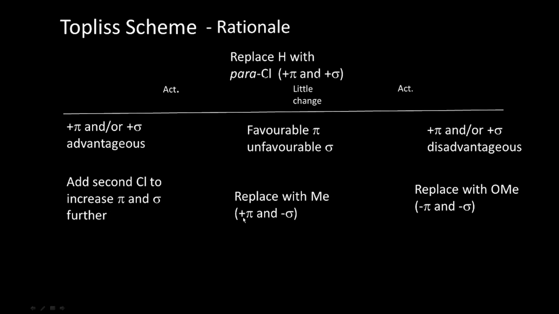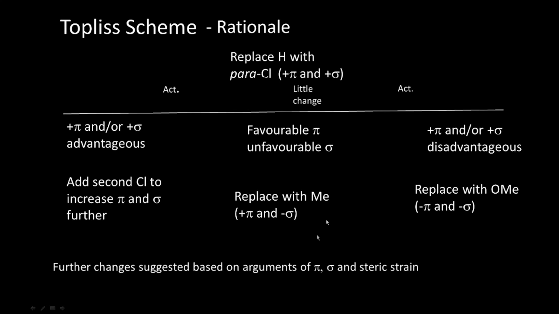Replace with methyl: when we do, we get a minus sigma, but we maintain the plus pi. Replace with O-methyl, we are getting both minus pi and minus sigma. So this is the logic by which it goes. Further changes are suggested based on the arguments of pi and sigma and steric factor. This is the rationale by which changes are made once you start with the para-chloro and see what is happening.